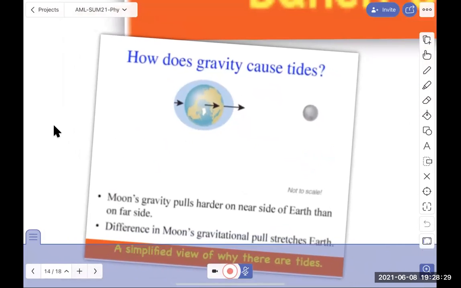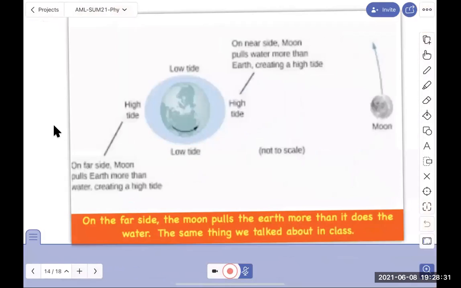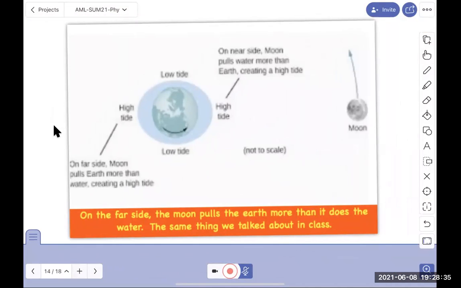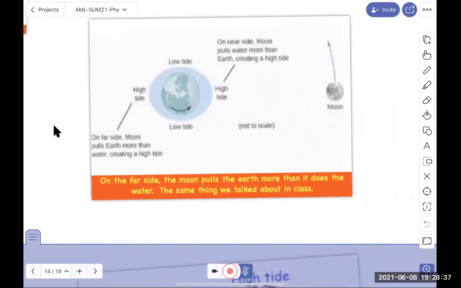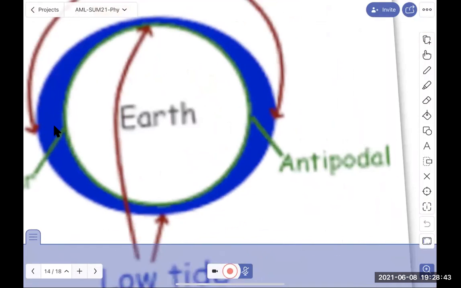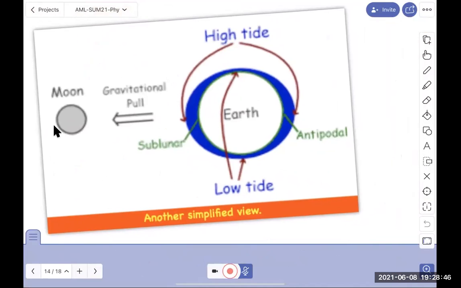Does gravity cause tides? The same thing I just showed you there, and that's what we just got finished talking about. Far side, and then the high side. Oh, this is called antipodal versus sublunar.